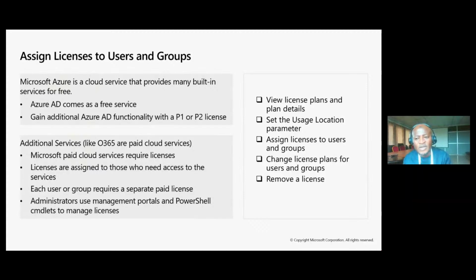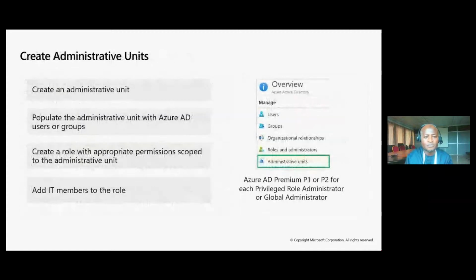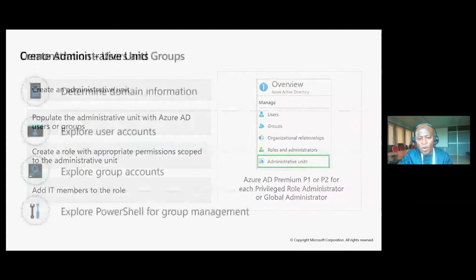So many things. You can fill license plans and plan details. You can set the usage locations parameter. You can assign a license to users and groups. You can change license plans for users and groups. You can remove a license. There are also administrative units, which are part of the overview in the Azure Active Directory. You get to know more when we have this.